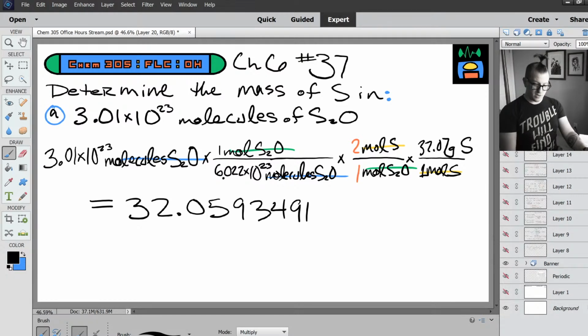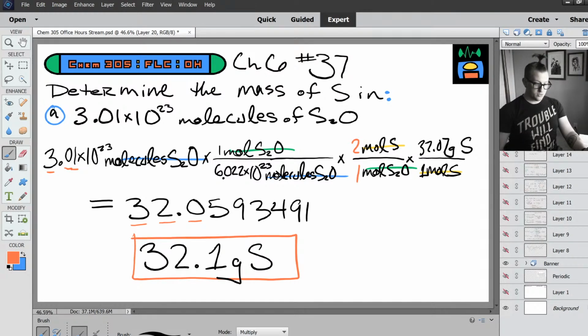32.0593491. All right, but we can only keep 3 sig figs because the number we multiplied with the fewest number of sig figs was our initial quantity of molecules. So you count off 1, 2, 3. Then 5 will round up. So 32.1 grams of sulfur. Grams of sulfur is the mass of sulfur inside that sample.